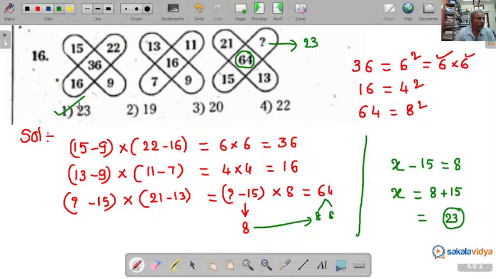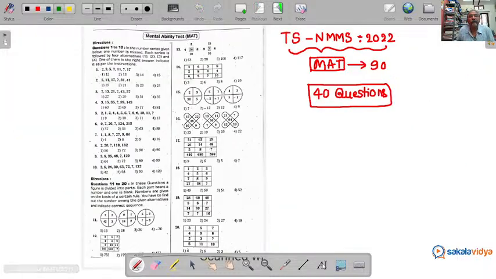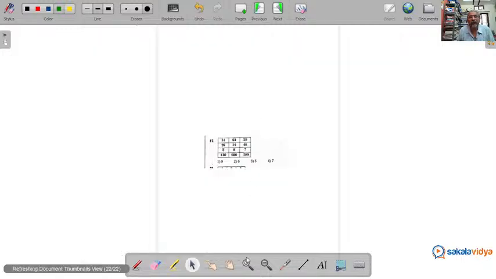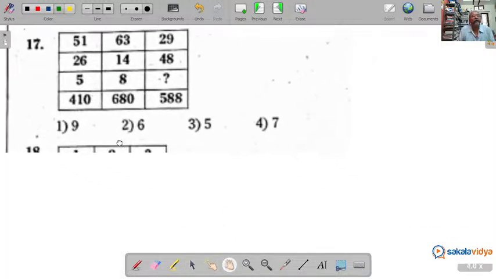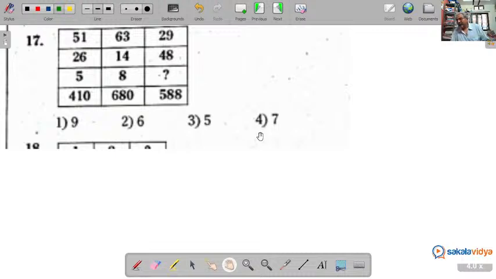Right. Let us move to the next, 17th question now. Okay, try to figure it out. 17th question now. Are you there, all of you? Just all of you look at the screen carefully.